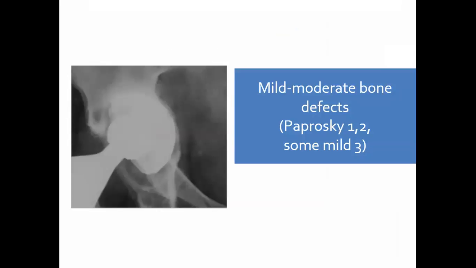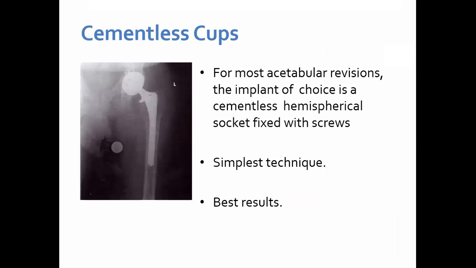So the mild to moderate bone loss: Paprosky 1, 2, and some milder forms of the type 3 defects. I think it's fair to say that for the great majority of this type of defects, the mild to moderate defects, your implant of choice would be a cementless hemispherical acetabular socket fixed with screws. And hopefully it will be the last surgery that the patient needs, thereby stopping the cycle of revision surgery that is so damaging to the bone.